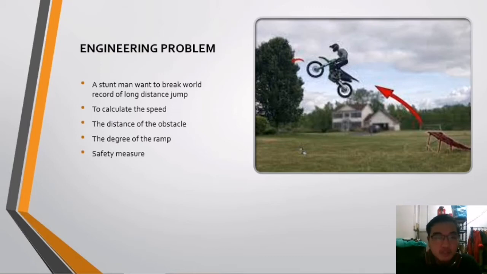The safety measure is not going too fast, because it causes the stuntman to come off the trajectory and results in a stall, or he may land way before the landing point.